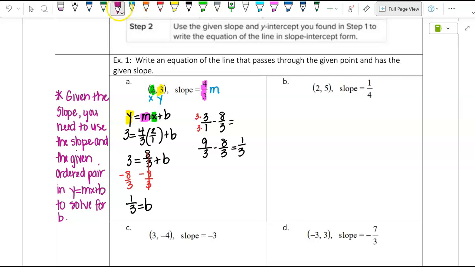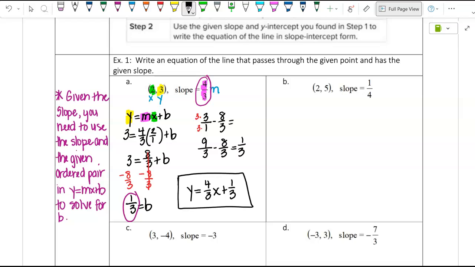So now I can take that information from the slope, take that y-intercept, so my equation is y equals 4/3 x plus 1/3. So as long as we know the slope and we know one point that is on that line, we can write the equation of that line. Might take us a little bit of work, but it can be done.